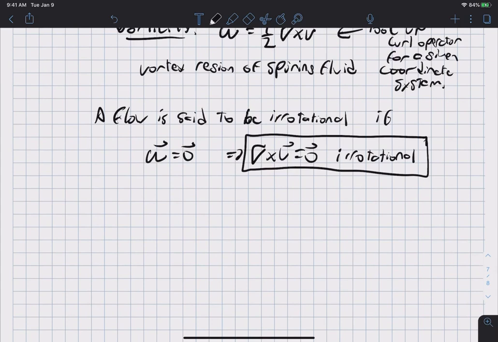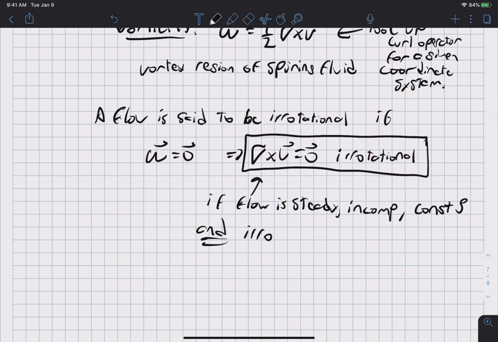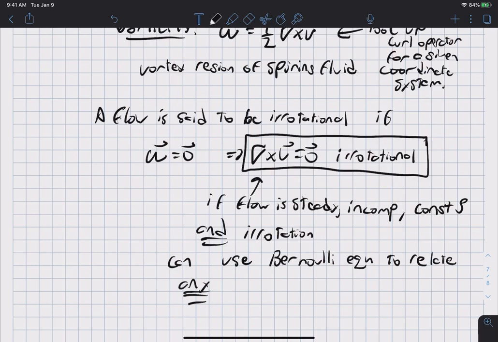Okay, and then for those of you who have had aerodynamics, you know that if the flow is steady, incompressible, has constant density, and is irrotational, you can use Bernoulli to relate any 2 points in the flow.